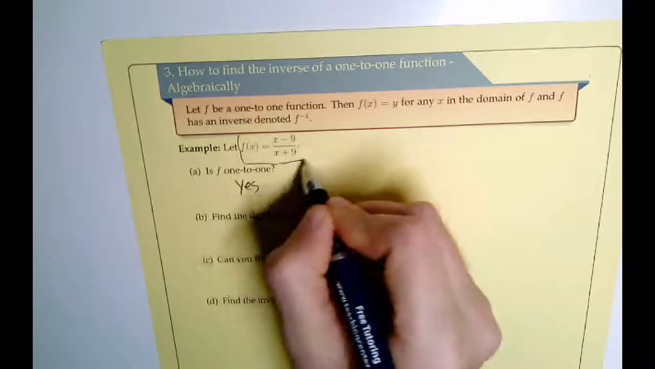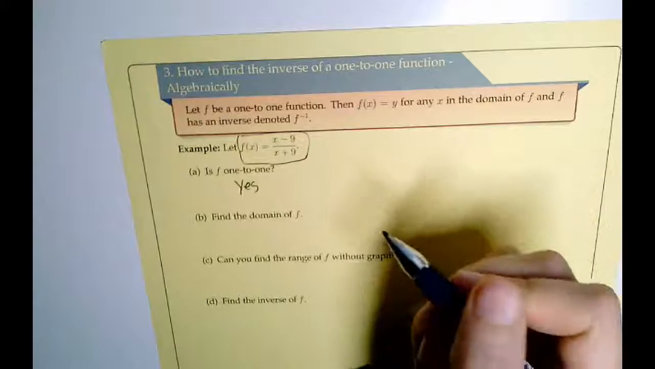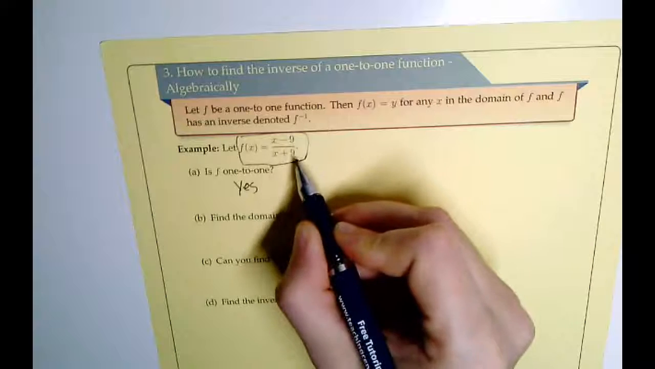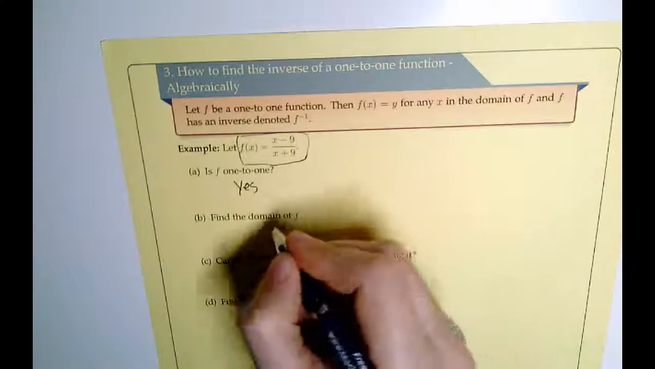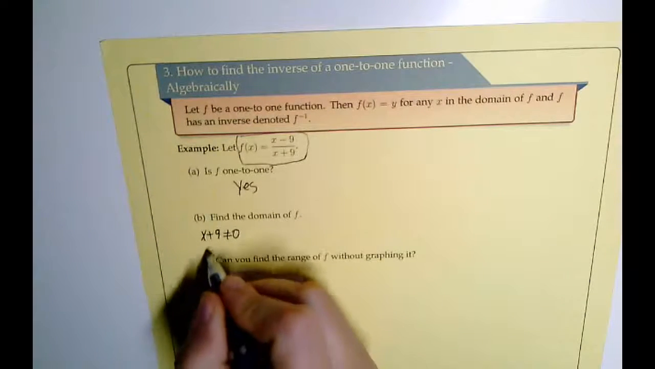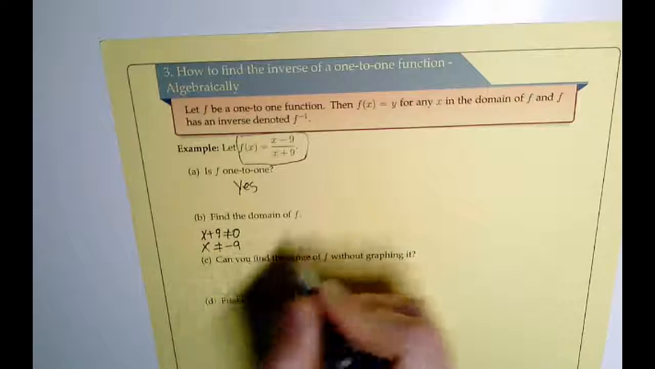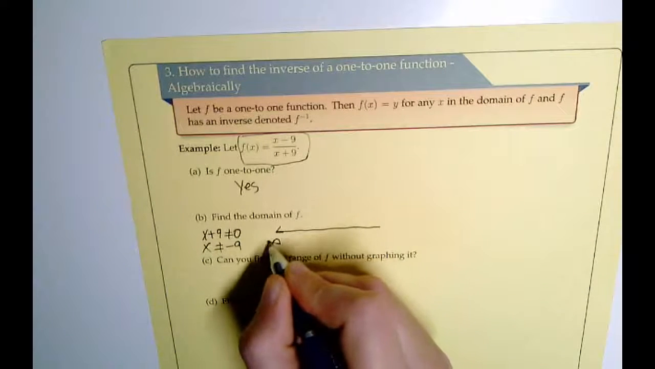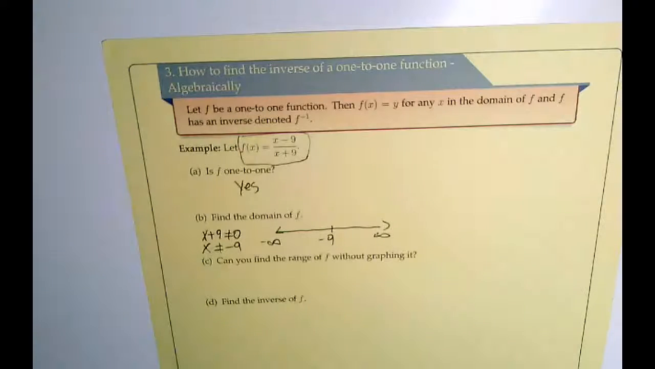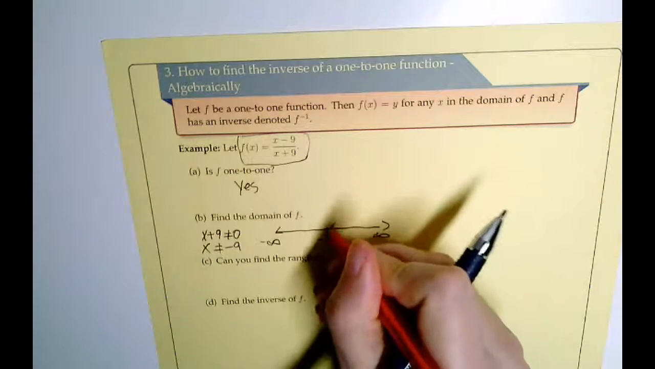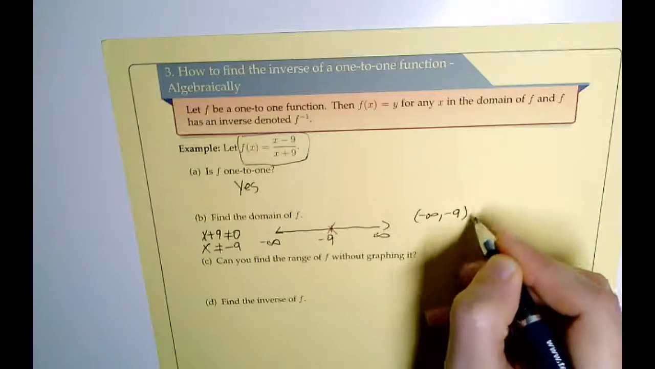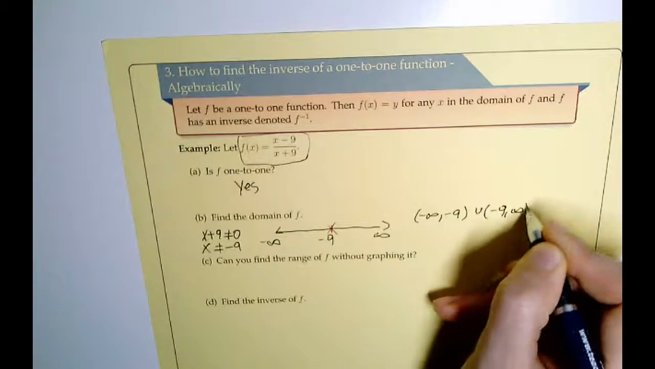Well, f of x is a rational function, and we know that we can't have the denominator equal to 0, so that means that x plus 9 cannot be equal to 0, which means that x cannot be equal to -9. And then in interval notation, yes to everything but -9. So the domain of f is just going to be -infinity to -9, union -9 to infinity.